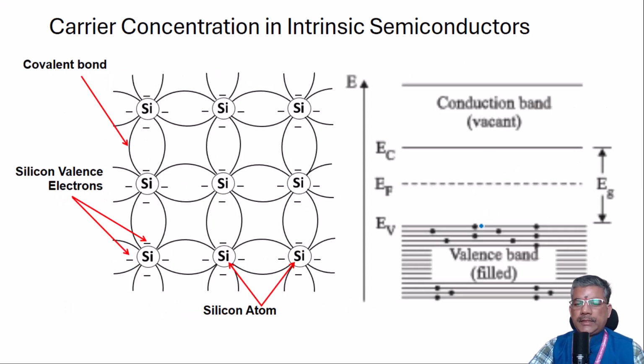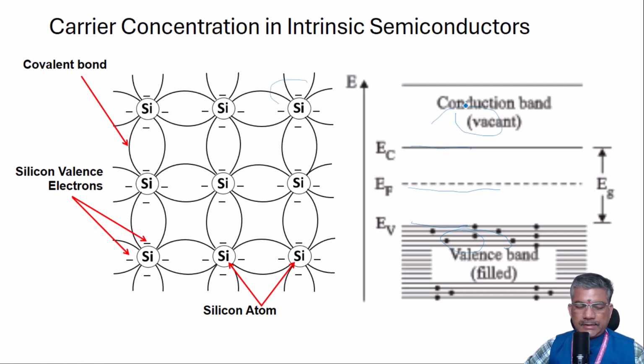Now, coming to the energy band diagram, you can see the valence band, conduction band, the energy gap, and the Fermi energy level. In the absence of thermal energy, in the valence band, almost all the valence electrons are completely filled and the conduction band is empty.